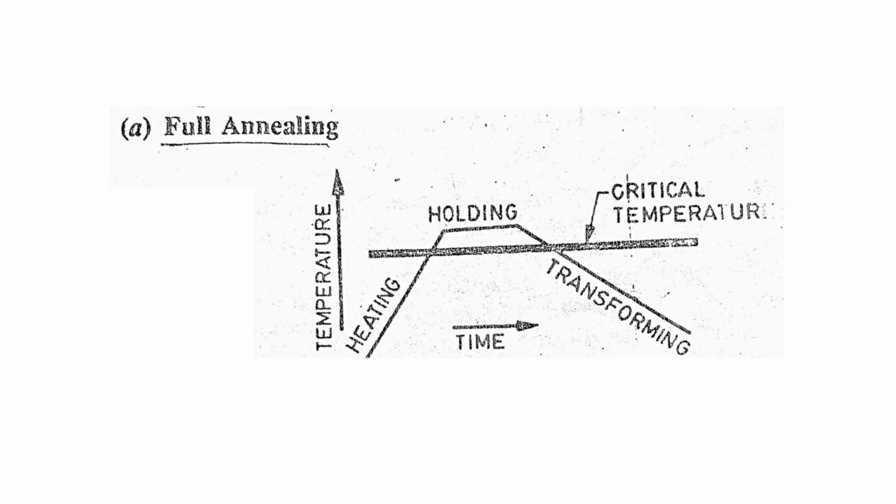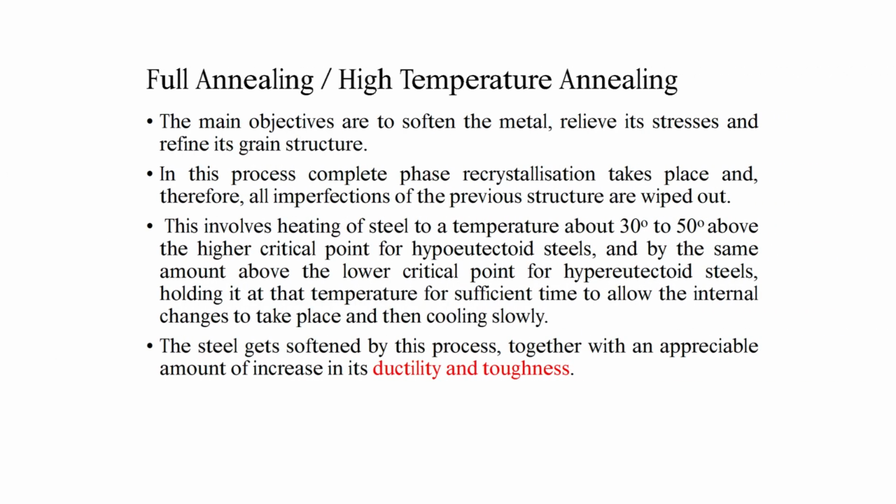The diagram illustrates the stages: heating, holding at the critical temperature, and then transforming during cooling. In full annealing, also called high-temperature annealing, the main objectives are to soften the metal, relieve its stresses, and refine its grain structure. In this process, complete phase recrystallization takes place, which means all imperfections of the previous structure are wiped out. This involves heating steel to a temperature about 30 to 50 degrees above the higher critical point for hypoeutectoid steels, and by the same amount above the lower critical point for hypereutectoid steels.